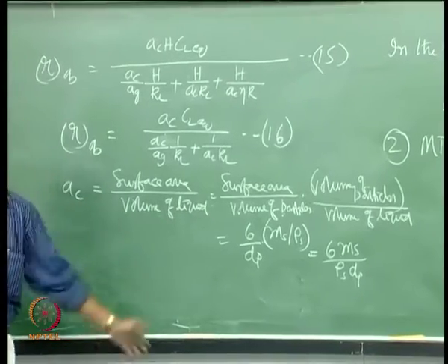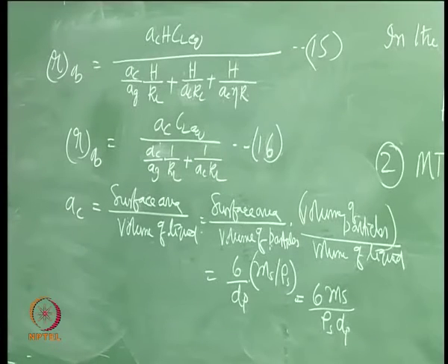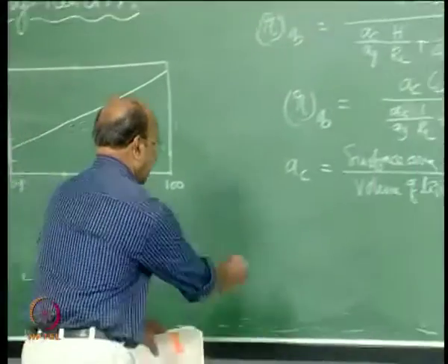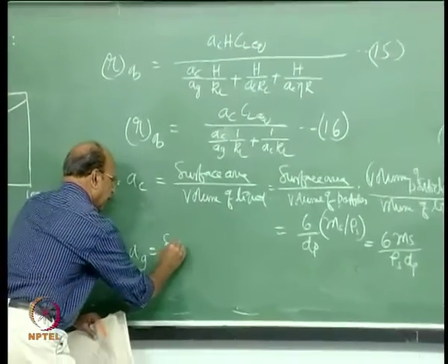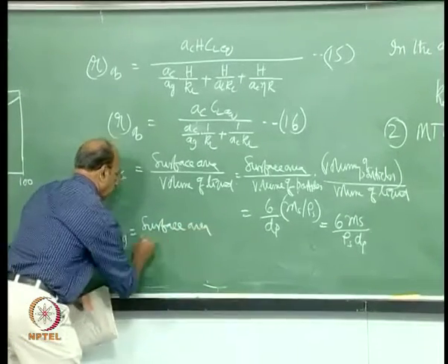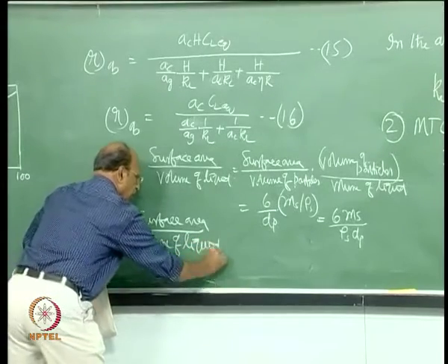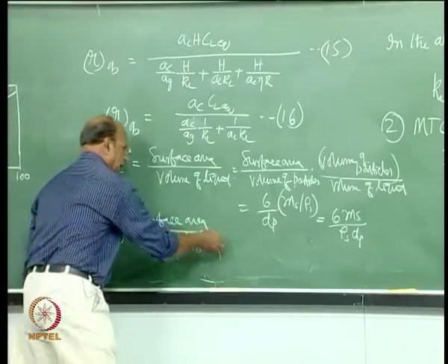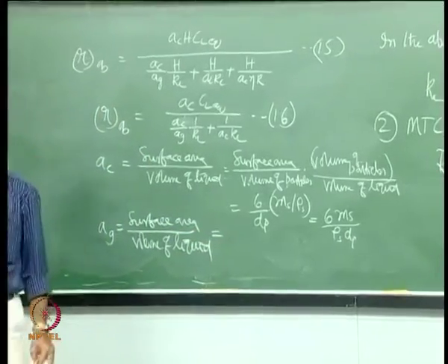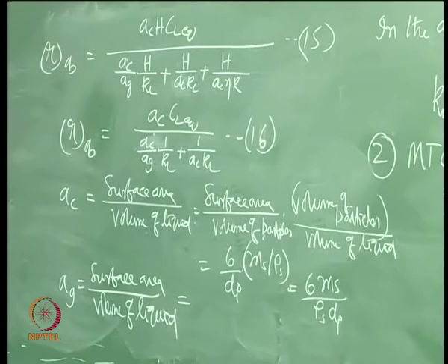Similarly, can you also find out the interfacial area of the bubble per unit volume of bubble free slurry? Same thing, same technique. But there you cannot use the density. So, AG is surface area per, same thing again, volume of liquid, which can be written as surface area. What is MB?